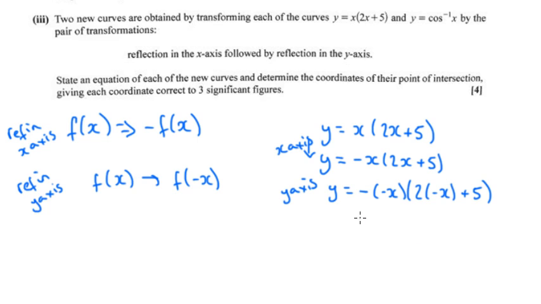So how does that affect the graph? Well, this is going to become positive again, so we're going to end up with x times minus 2x plus 5, or you could write that as x bracket 5 minus 2x.